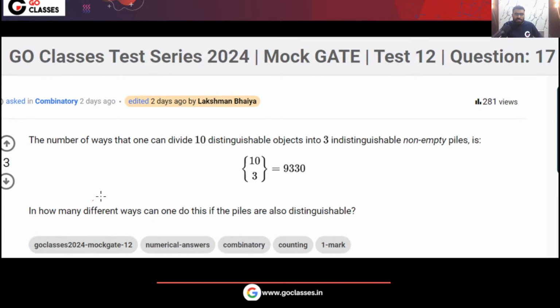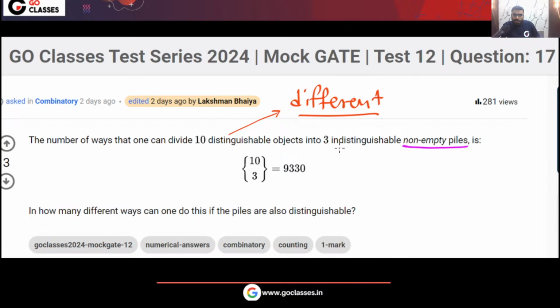Now let's solve this question. This is a nice question, a beautiful question. The number of ways that one can divide 10 distinguishable objects into 3 indistinguishable non-empty piles is already given to you. You don't have to calculate. 10 distinguishable objects means they are different. All the objects are different.